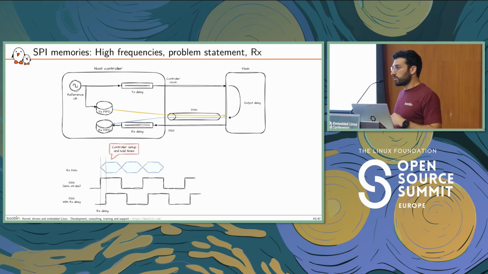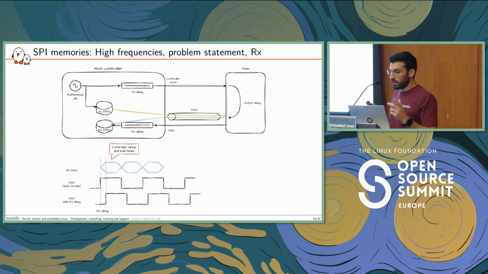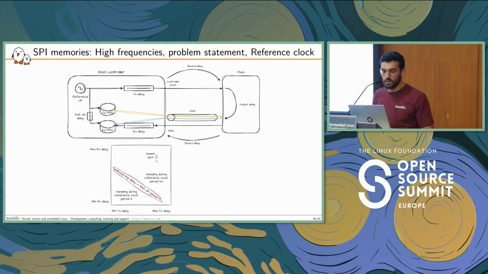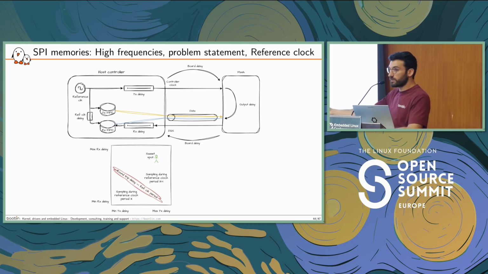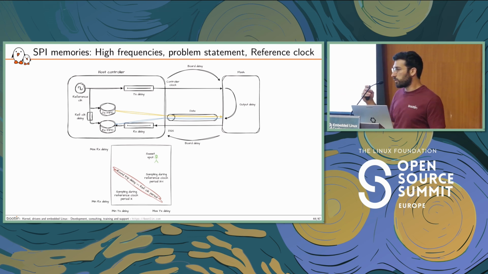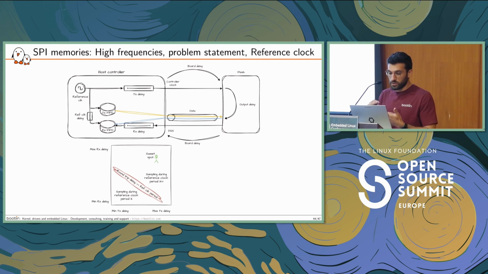Both the transmit and receive delays have a minimum and a maximum value depending on this data I was mentioning before. There is one last delay. The reference clock that the controller uses to extract the data from the FIFO is also no longer synchronized at all with the received data, because there are delays on both sides, the way in and out. The output delay I was mentioning, the transmit and receive delay as well.